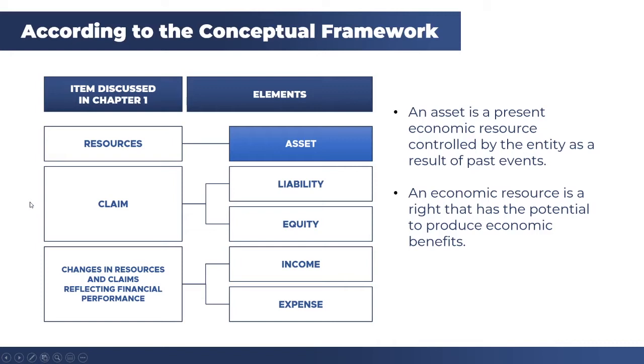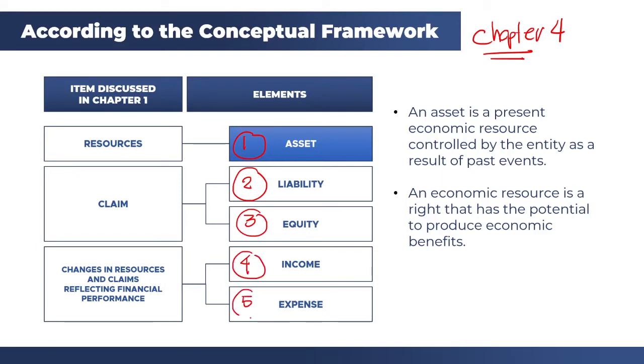So, the definition of an asset is covered in Chapter 4 of the Conceptual Framework. A full text of the Conceptual Framework is provided in the description as a link. In Chapter 4, you will find that an asset is one of the 5 main elements of a financial statement. The first one being the asset. Second one is the liability. Third one, equity. Fourth, income. Fifth, expenses. The other 4 will be discussed in the future.